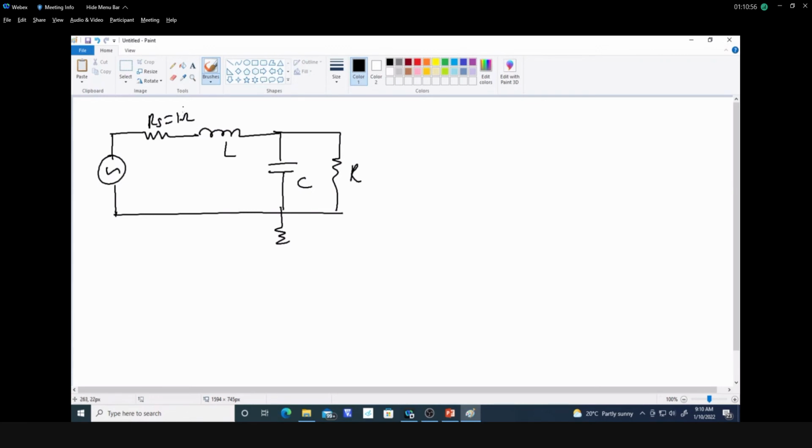Okay, so now if I divide the circuit, this is the load and this is the source, and if I look at the input impedance of this, that is Zin. So now that input impedance we can write.